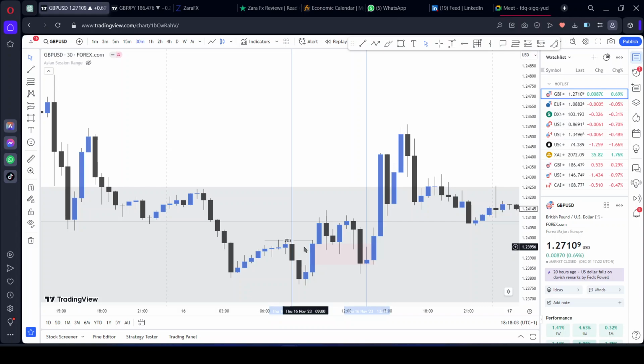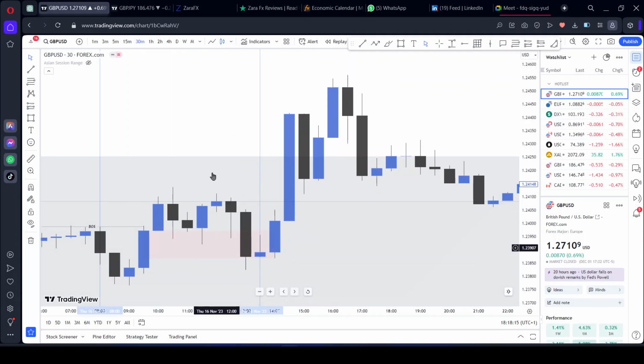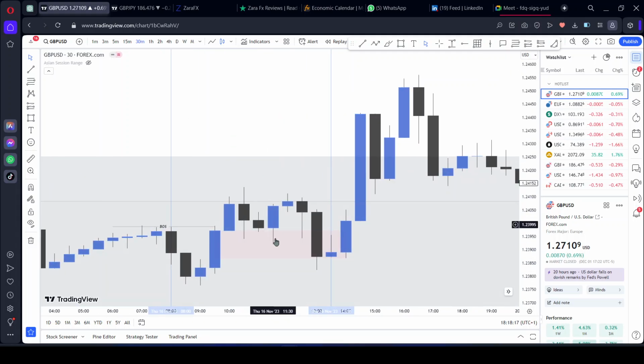So I moved to 30 minutes, not 15, take note, 30 minutes. I mark this PDRA where price has broken structure, and I wait for price to retest it. Usually, I like to see price move within the time of 8 a.m. to 11 a.m. Anything after that, I'm not very interested, right?